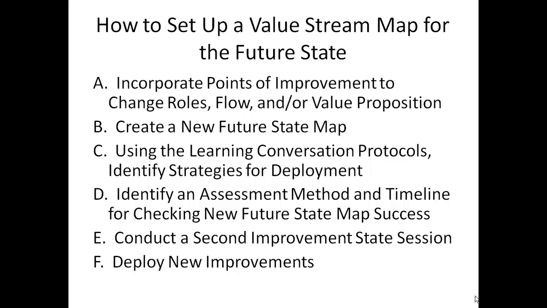How do we do that? Well, first of all, we want to try to incorporate these points of improvement. We want to change roles as we need to, fix the flow, change the value proposition, whatever we need to do, create a new future state map. And then we also need to talk about, again, not blaming people. We're trying to improve processes. So we use learning conversations. We try to figure out how are we going to make this happen, deploy this and make this real.